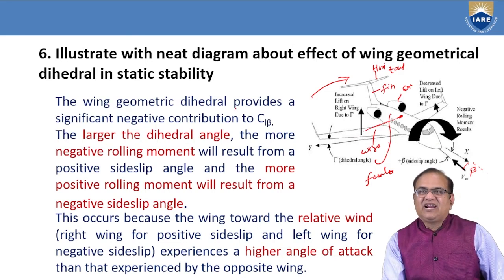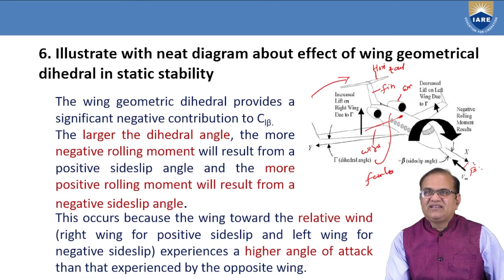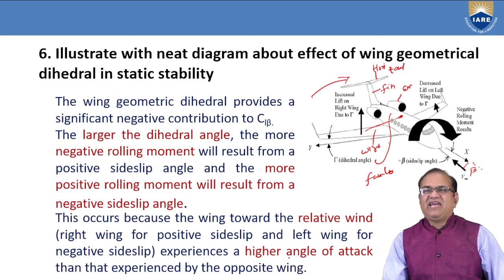The wing geometric dihedral provides a significant negative contribution to CL beta. The larger the dihedral angle, the more negative rolling moment will result from a positive sideslip angle, and the more positive rolling moment will result from a negative sideslip angle. This occurs because the wing towards the relative wind, the right wing for positive sideslip and the left wing for negative sideslip, experiences a higher angle of attack than that experienced by the opposite wing.